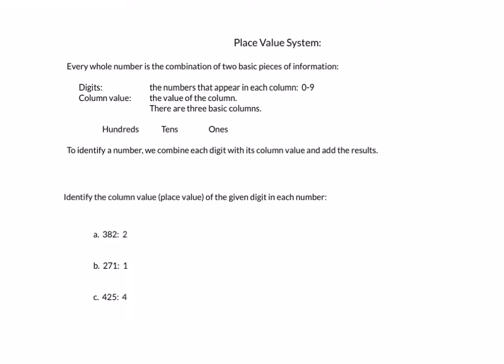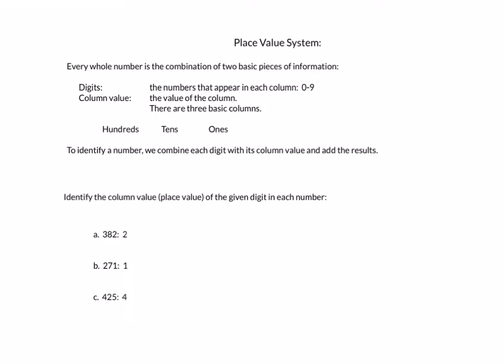The other thing we have is column value. This is the value of the column. So there are three basic columns. We have the hundreds, the tens, and the ones. So to identify a number, we combine each digit with its column value and add the results. So for instance, if we have a 9 in the middle column, we multiply 9 times 10, and it becomes a 90.